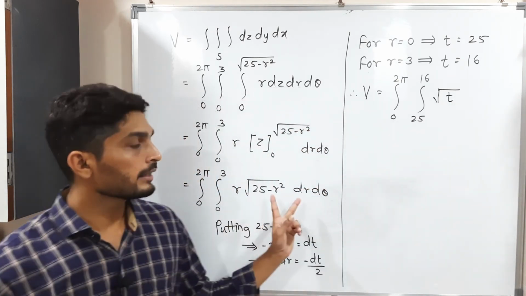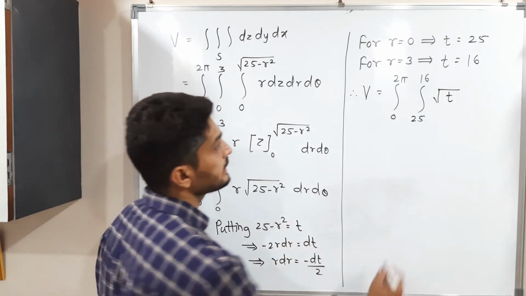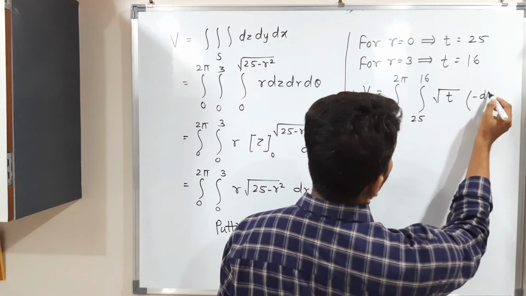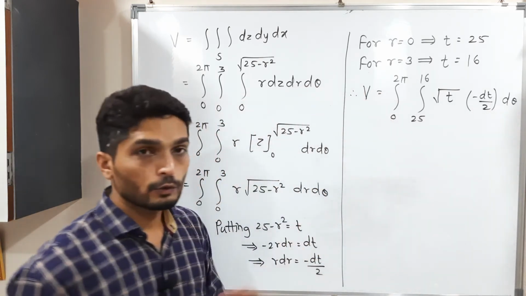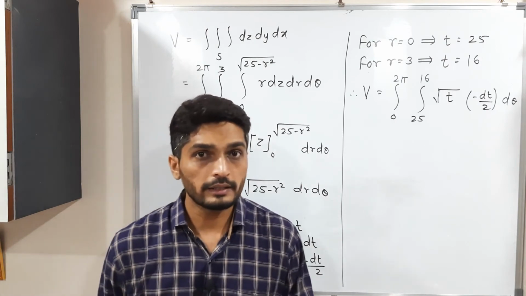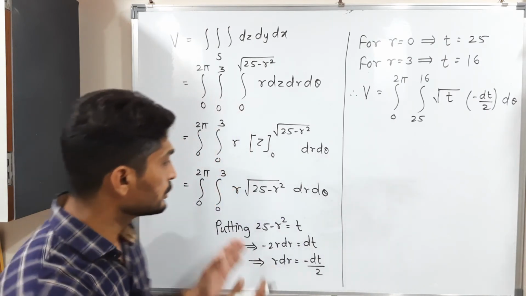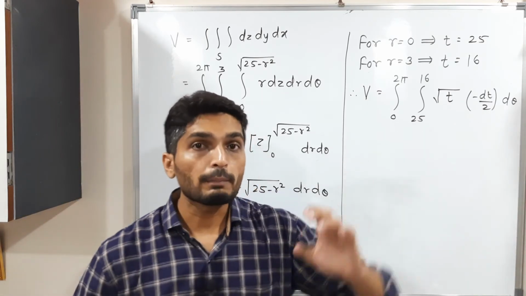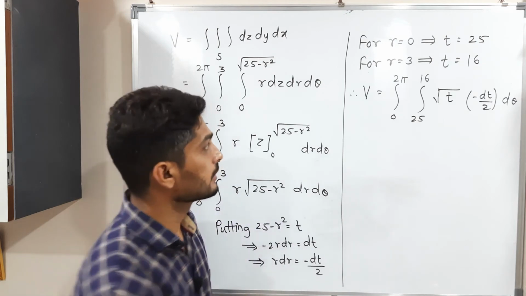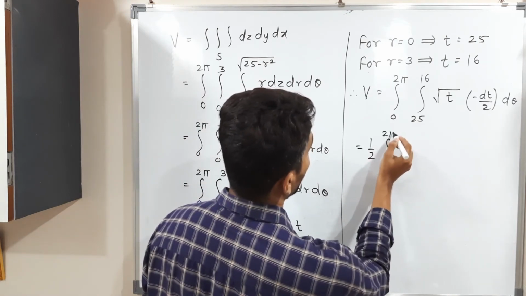And r and dr, both of them can be combinedly replaced by minus dt by 2. And after that we have a d theta. Still we are not talking about theta and d theta, so we are simply carrying it. We are thinking about just the inner integral only. What will happen? That 1 by 2 is a constant, so it will come outside. No issues. 0 to 2 pi.